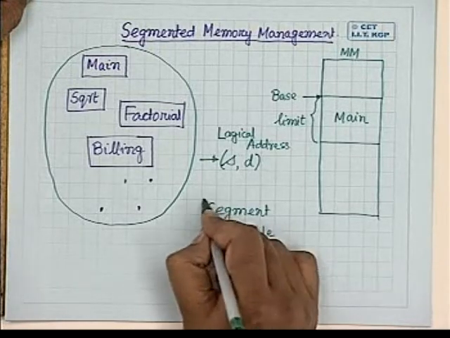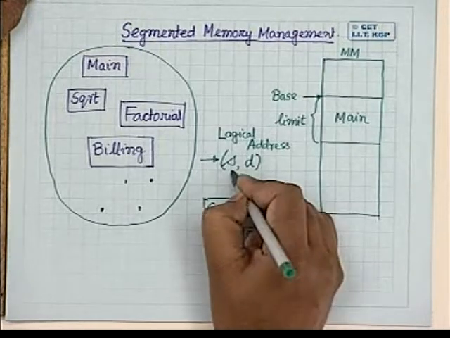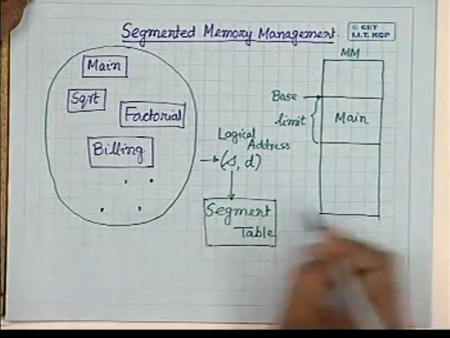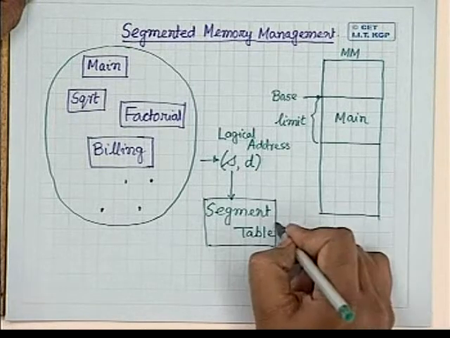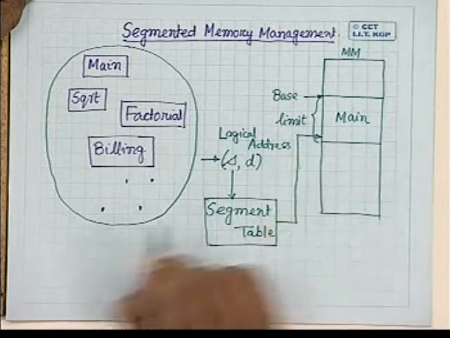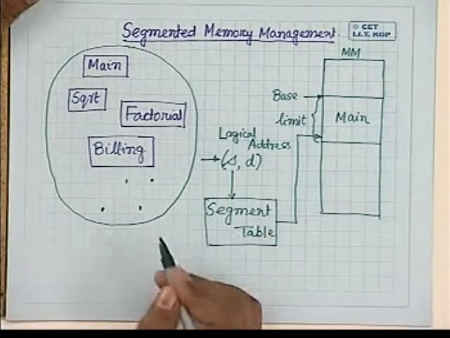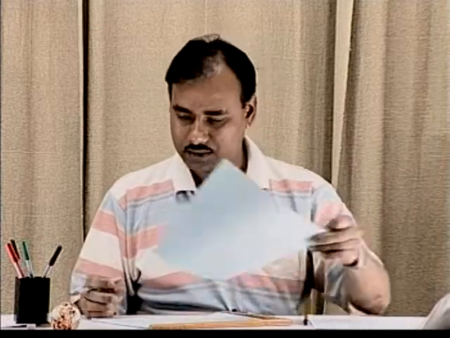Okay. So it is the segment table, which maps this two-component address S, D into a physical address, and this physical address points to a particular location in the main memory where the data or the instruction is to be accessed. Okay. So the entire scheme for this segmented memory management will appear like this.